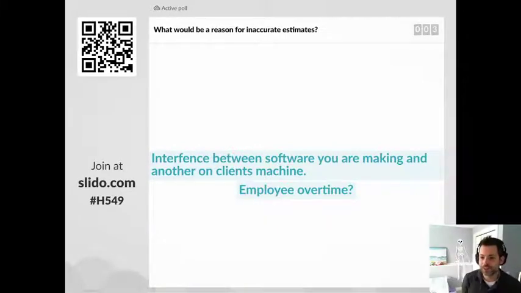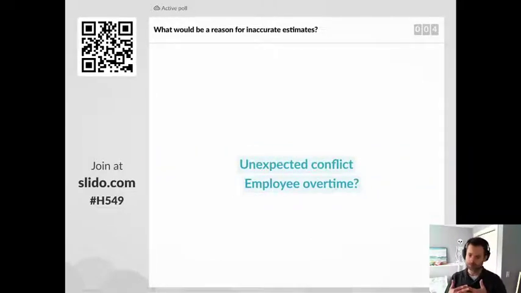All right, interface between software and another client's machine. Okay, yeah, so good, interfaces. So if you're developing a system where the client can reach out and talk to it, whether it's an API that it has to get data from.